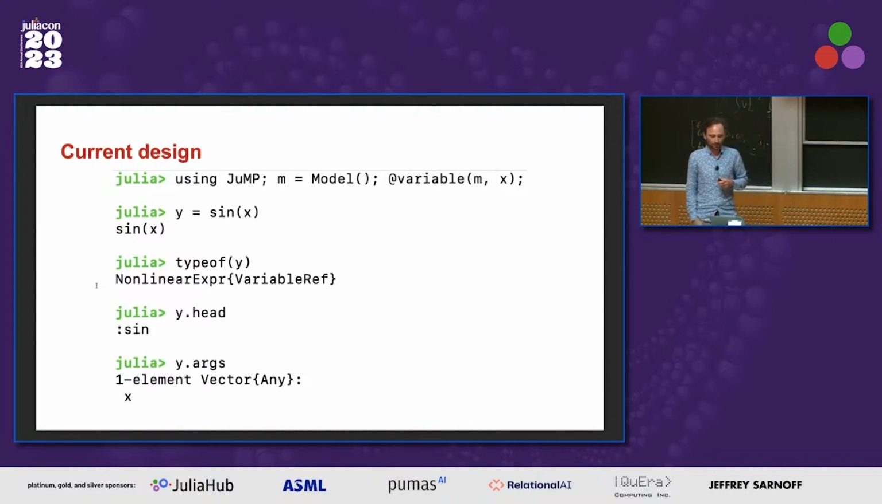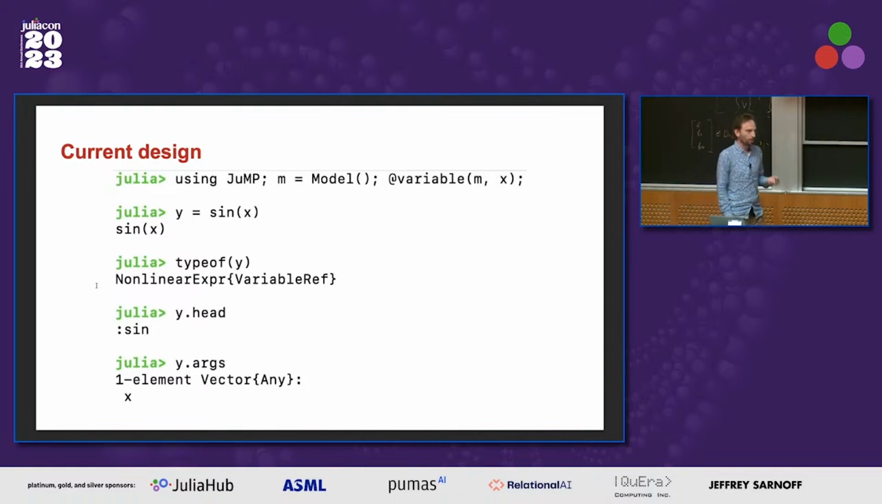The head of this sin of x is the symbol sin, and then the args is a vector of any with just one element, x. And then inside JuMP and inside MathOptInterface, there's effectively a big lookup table of how you can convert the symbol sin into something that's useful for doing function evaluations and derivatives and stuff like that. But at the user-facing end, it's just a very simple data structure that's easy to work with.